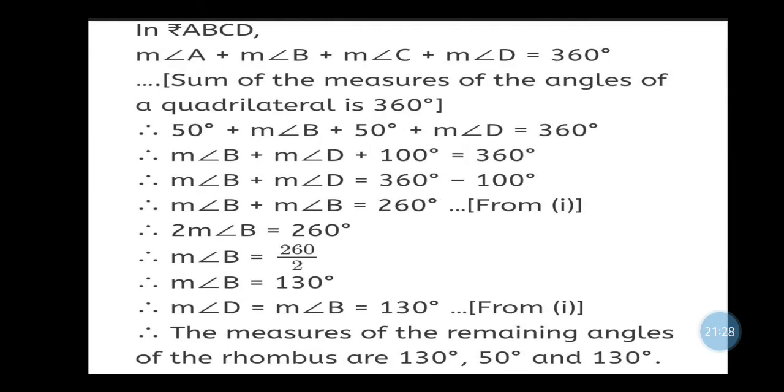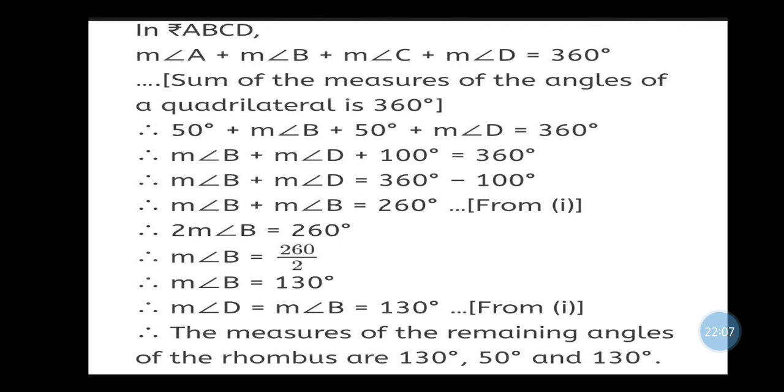Now in quadrilateral ABCD, measure angle A plus measure angle B plus measure angle C plus measure angle D is equal to 360 degree. That is, the sum of the measures of the angles of a quadrilateral is 360 degree. Let us substitute the values. Therefore, 50 degree plus measure angle B plus 50 degree plus measure angle D is equal to 360 degree. Therefore, measure angle B plus measure angle D plus 100, that is 50 plus 50, we got 100, is equal to 360. Therefore, measure angle B plus measure angle D is equal to 360 degree minus 100 degree.